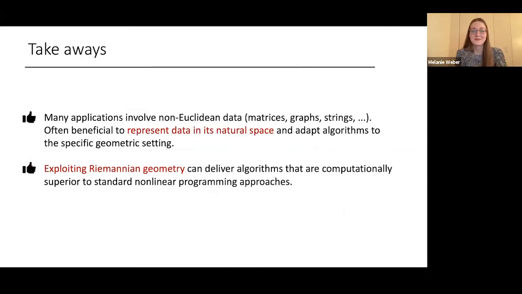Okay, and with that, I'm done. We talked about the fact that in many applications we encounter non-Euclidean data, such as matrices or graphs or trees. And it can be very beneficial to represent that data in a space that aligns more naturally with the geometry of the data, and then also perform downstream analysis in such spaces. And we've seen, especially in the second part, that exploiting Riemannian geometry can deliver algorithms which are provably and also empirically superior to standard Euclidean approaches. Okay, thank you.